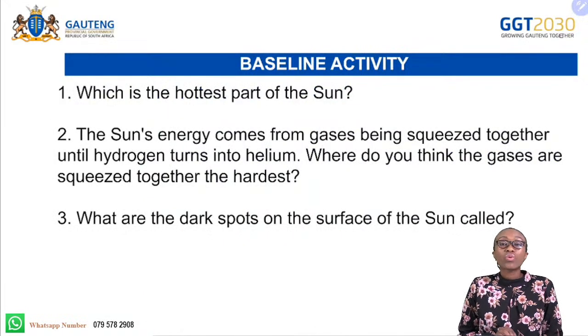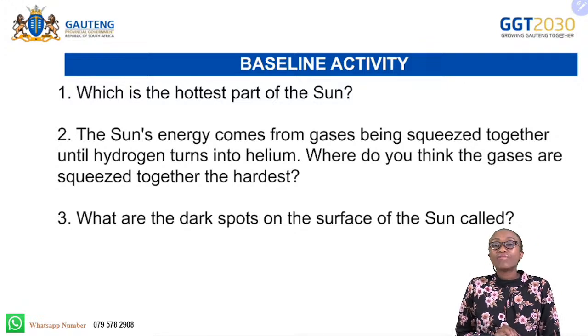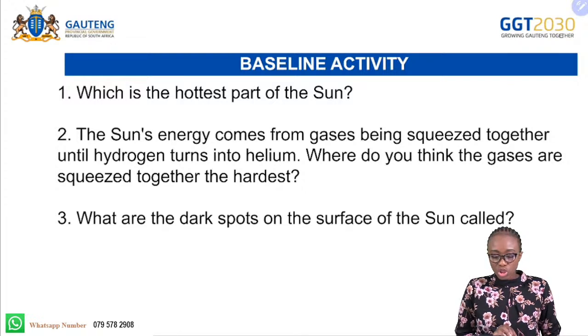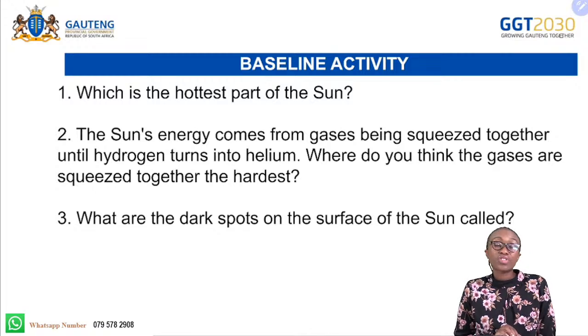Next we're going to do a baseline activity. I'm going to read out the questions and then give you time to answer them. The first question is, which is the hottest part of the sun? The second question reads, the sun's energy comes from gases being squeezed together until hydrogen turns into helium. Where do you think the gases are squeezed together the hardest? And the third question is, what are the dark spots on the surface of the sun called?